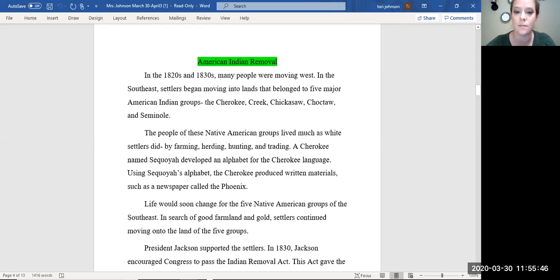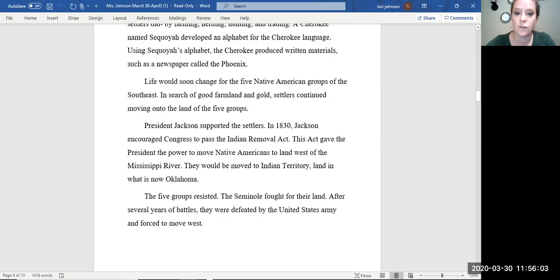and trading. A Cherokee named Sequoyah developed an alphabet for the Cherokee language. Using Sequoyah's alphabet, the Cherokee produced written materials such as a newspaper called the Phoenix. Life would soon change for the 5 Native American groups of the Southeast. In search of good farmland and gold, settlers continued moving onto the land of the 5 groups. President Jackson supported the settlers.